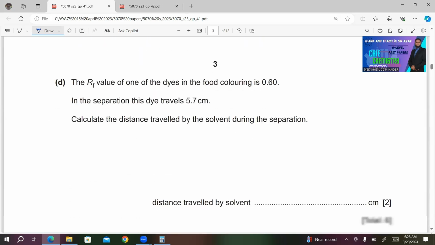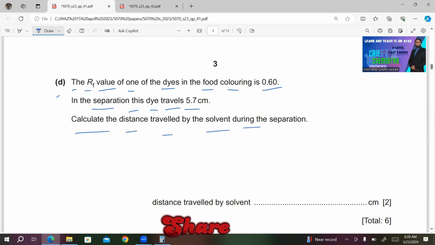Moving to next part. D. The RF value of one of the dyes in the food coloring is 0.6. In the separation, this dye travels 5.7 centimeter. Calculate the distance traveled by the solvent during the separation. So you know that in order to calculate the RF, we need to divide the distance traveled by the dye by the distance traveled by the solvent.